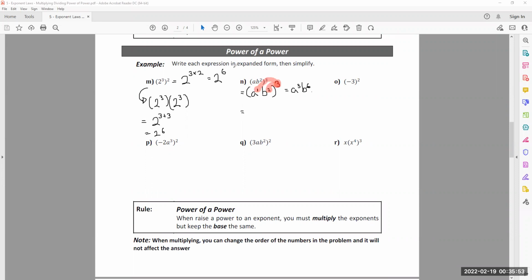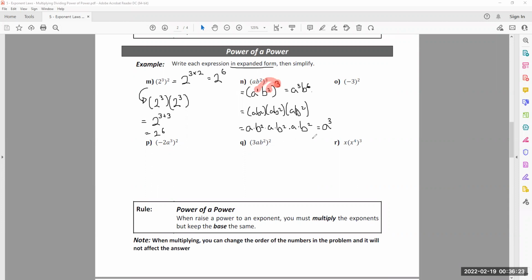If I were to expand it out, this would be ab squared times ab squared times ab squared. Which if I, again, write it out, that's a times b squared times a times b squared times a times b squared. How many times am I multiplying a? 3 times, so it's a cubed.